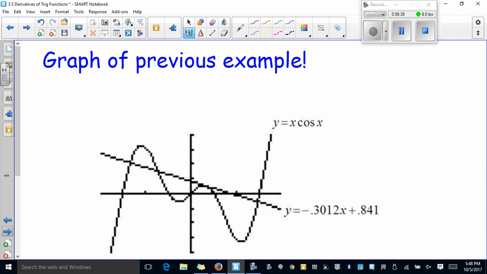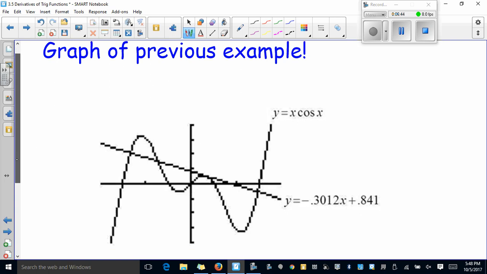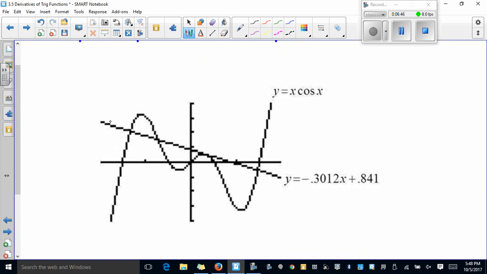Okay, so by the way, they put this into y equals mx plus b format, but they're showing the graph. There's your tangent line right there at 1, and there's your x cosine of x graph. And you can see this nice little line going through here. And at this point, we can even verify the slope being negative 3.012.